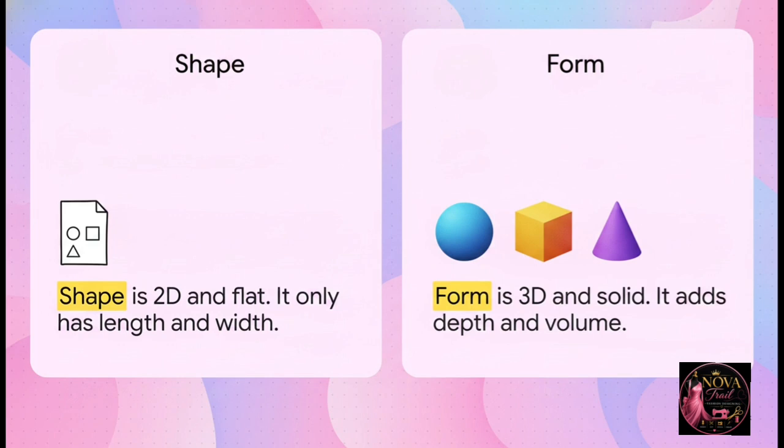The contrast here is super clear. Shape is always flat. It's strictly two-dimensional, possessing only length and width. Think of a circle, a square, or a triangle drawn on a notepad. But the exact moment you take that shape and inject depth into it, it instantly transforms. It becomes a form. It becomes 3D. So if you remember anything, remember the simple rule. Shape is flat and form is solid.